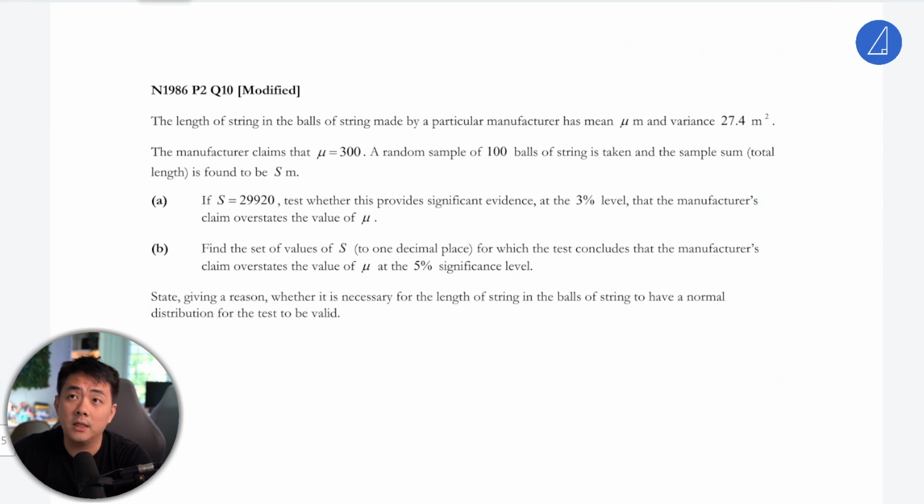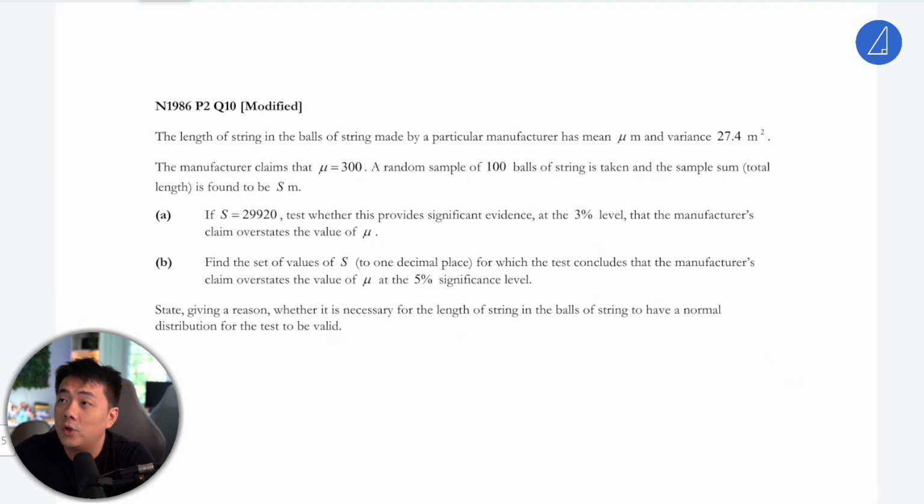Hi students, let's look at this question here, which was taken from the year 1986, paper 2, question 10 on hypothesis testing. So let's see how we can do this proficiently. The length of a string in the balls of a string, made by a particular manufacturer, has mean mu and variance 27.4 square meters.